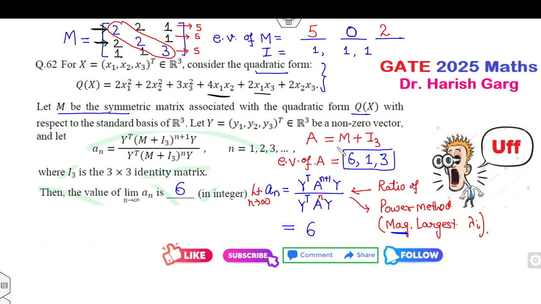Always remember, whenever you see a matrix, always find the eigenvalues first. Fine. And it's a ratio of two vector values, and we all know this is by using the power method, where lambda is the largest eigenvalue in magnitude. And the largest eigenvalue in magnitude is 6. So the answer of the problem is 6.